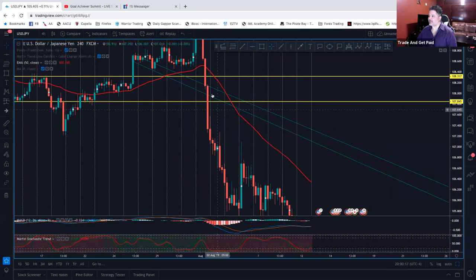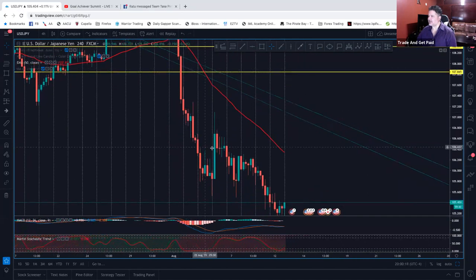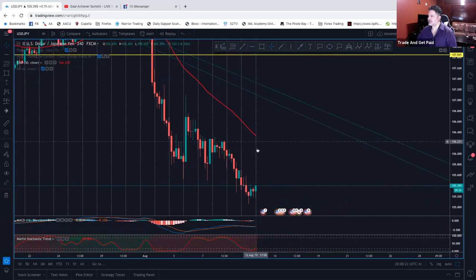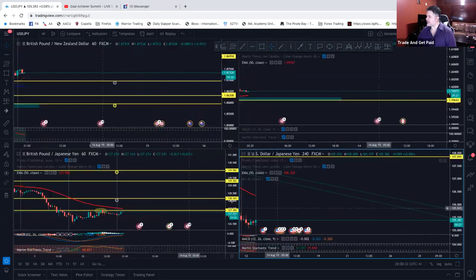It hasn't even touched it yet. I mean, that's amazing. When it does, the first reaction is going to be a sell. Very likely. Okay? What else can I tell you? Oh, power moves. Okay, how to trade support and resistance.